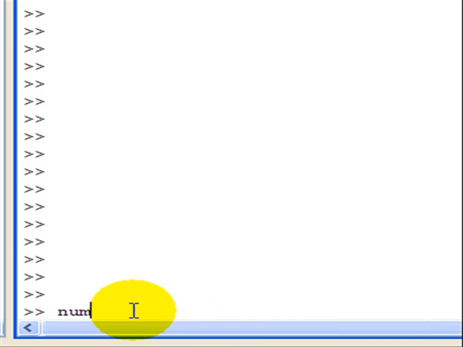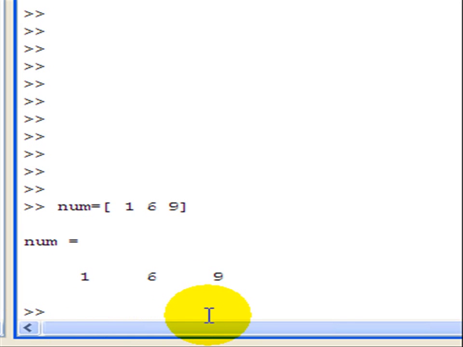Okay, let's input our numerator. Our numerator is equal to 1, 6, and 9. So this is s squared plus 6s plus 9. Now we have our roots associated with the denominator. As you recall, it's minus 4, 1, and 2.